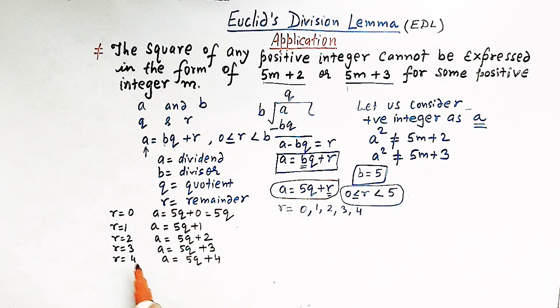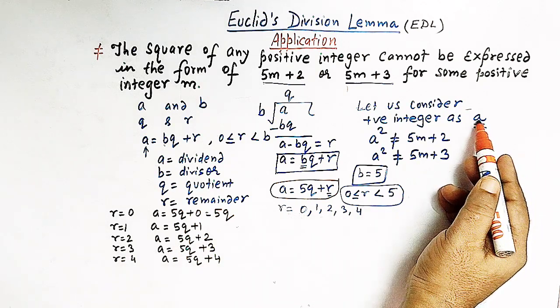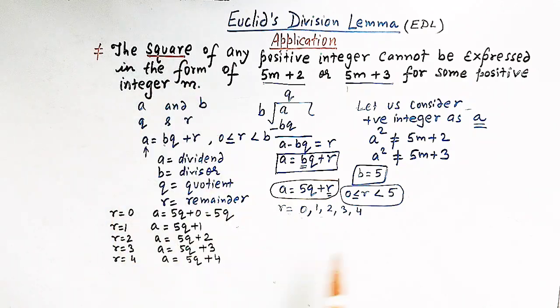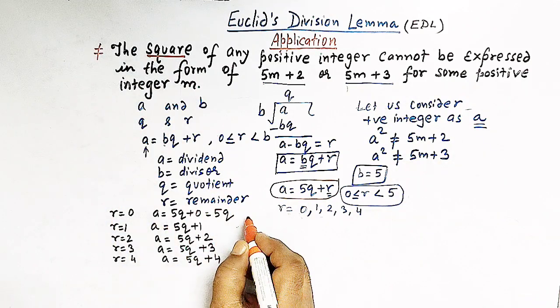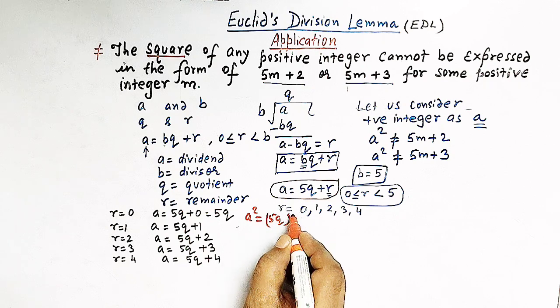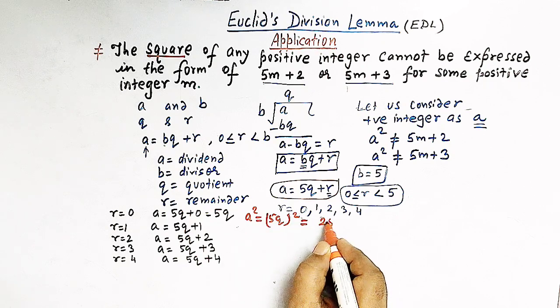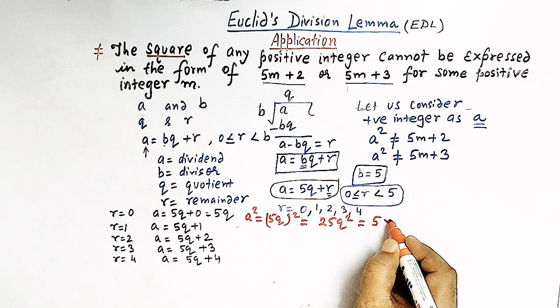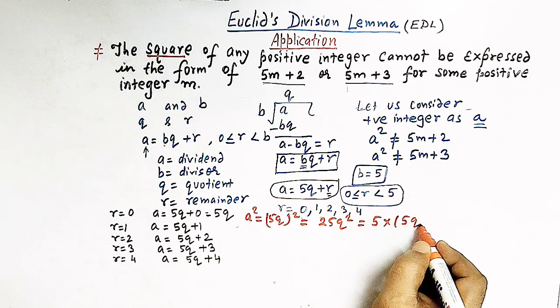So now we are interested in the square of this positive integer, because here we have the square term. So now let us take the square of a. So we have a square is equal to 25q square. 25q square can be written as 5 times 5q square.